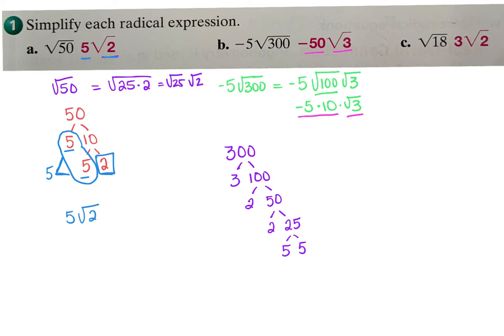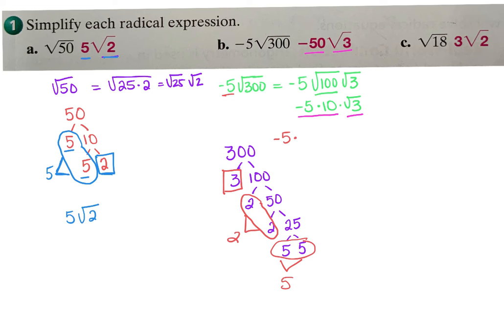Well, 3. 3 does not have a pair. There is no other 3. So that one cannot come out. 2, that does have a pair. So I can actually take out 1 2 for that pair. And then 5 does have a pair, and so I can take out that 5. Well, I already had a -5 on the outside. So I have -5 that was already there.